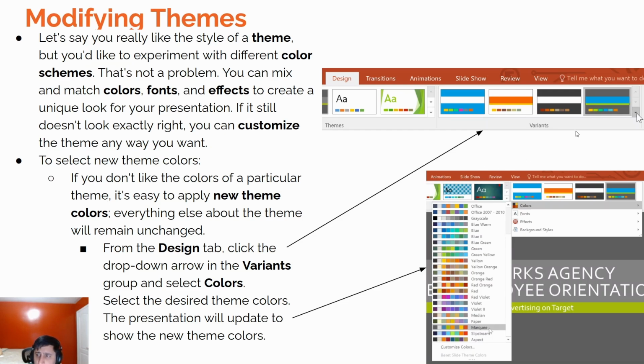To select new theme colors, we simply go to Design, click on Variants, right? Obviously, there's presets here, right? And we could select these presets, or we can customize our own color scheme through Customize Colors.